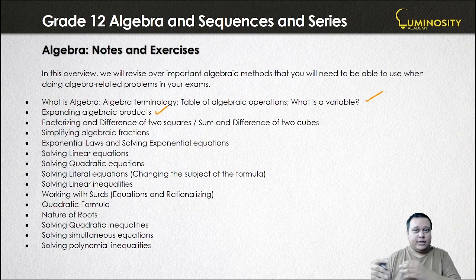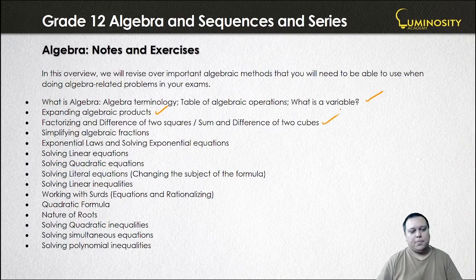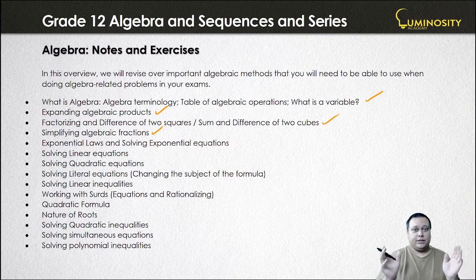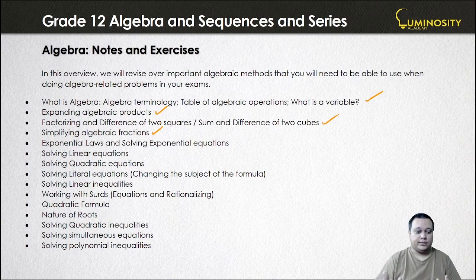Moving on from that, we look at its inverse operation, which is known as factorizing. There are different methods of factorizing. We're going to be looking at the popular ones, such as taking out a common factor, difference of two squares, and sum and difference of two cubes. The next section is simplifying algebraic fractions. So what does this mean? This means we're going to be looking at fractions that are composed of algebraic expressions, and then how to manipulate those fractions.